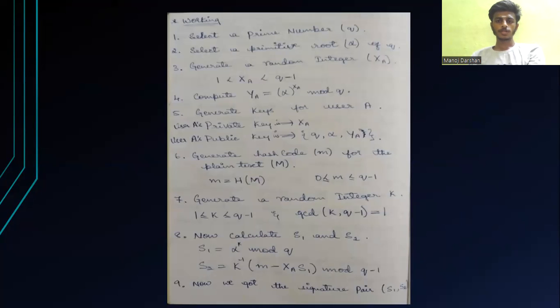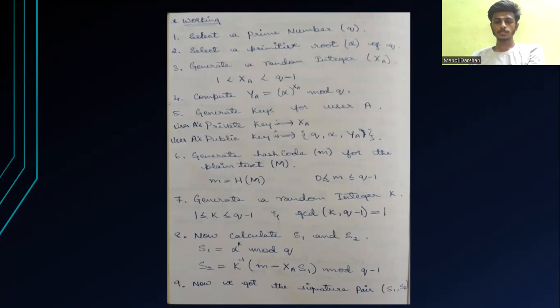Next, we must generate keys for the user A. User A's private key is XA and user A's public key is q, alpha, YA. Next, we need to generate a hash code m for the plain text capital M. m is equal to H of capital M such that m is greater than or equal to 0 and less than or equal to q minus 1.